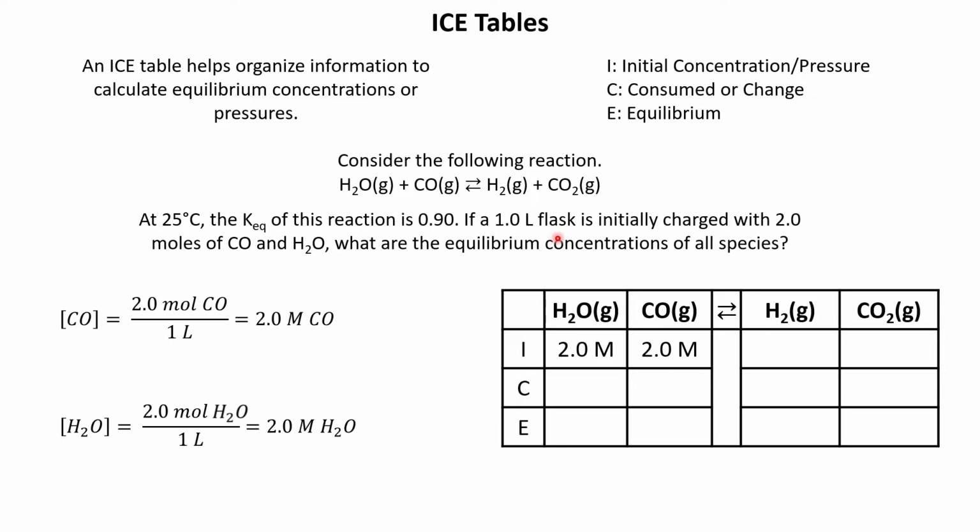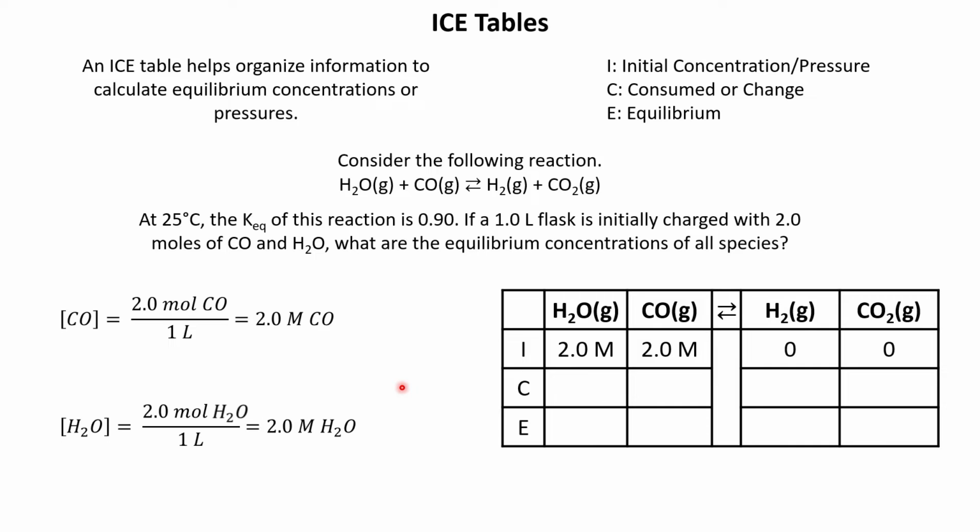Well, our problem tells us that we only have carbon monoxide and water. So we assume we have no product to start with. This is just an initial condition. So I'm going to put a 0 in for hydrogen and a 0 in for carbon dioxide. The next piece I need to fill in is my C for my consumed or my change.